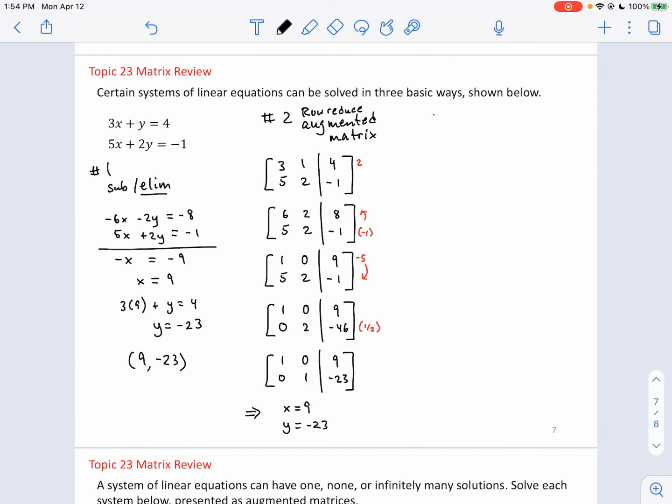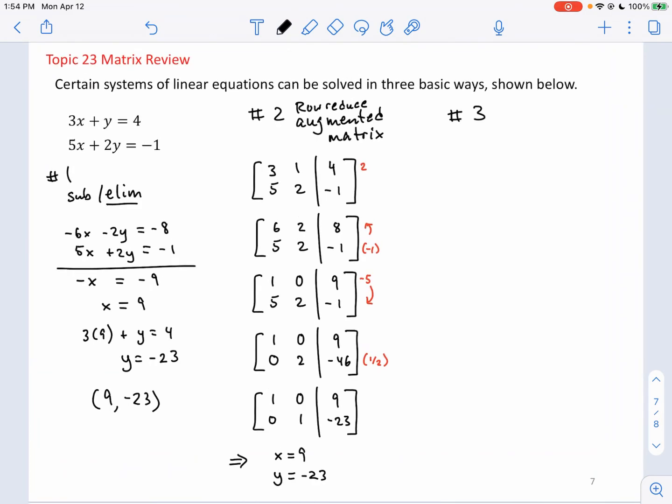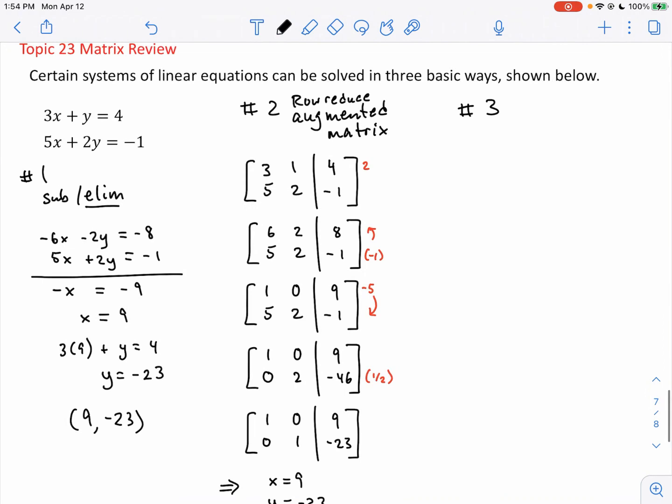And then the third method is to use the inverse, to write this system in matrix form and then use the inverse of a coefficient matrix. I'll show you what I mean by that. So I'm going to take the coefficients of x and y and write them as a separate matrix. So we have 3, 1, and then 5, 2. Then multiply by the column matrix of the variables x and y and set that equal to the column matrix of the constants.